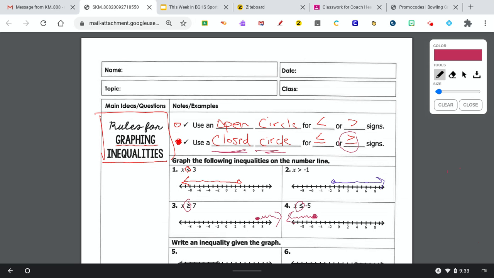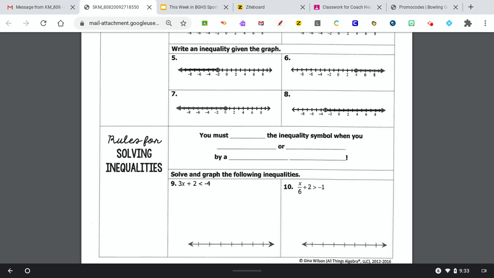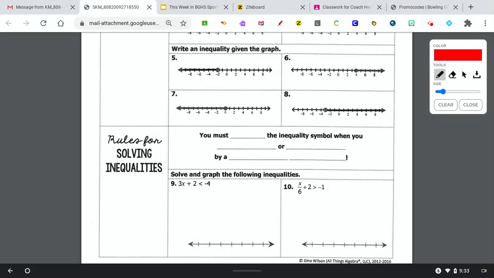Okay, so those are the easy ones. If I go down, we're going to scroll down the page. Now they just want me to write the inequality. It says write an inequality given a graph. So I'm going to put my variable as x. It's an open circle, and my line's going to the left. So I'm going to draw the mouth going to the left, and it's on -2.